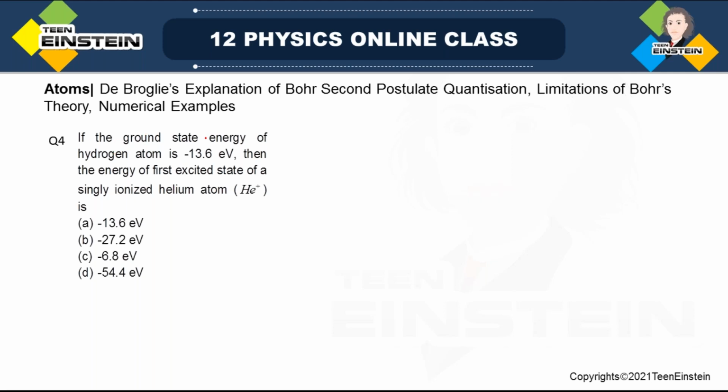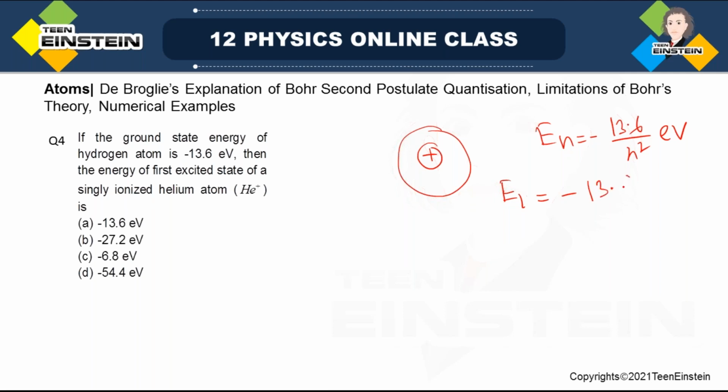So see here, the question is, if the ground state energy of hydrogen atom is given, ground state means what? The lowest energy state, and that is happening in the first Bohr orbit. We have seen that the total energy for hydrogen atom in any orbit is minus 13.6 by n square. The lowest energy will be E1, when n is equal to 1, the first Bohr orbit, minus 13.6 electron volt.